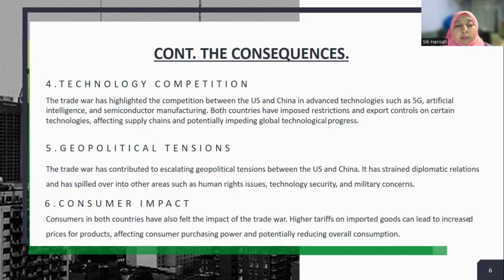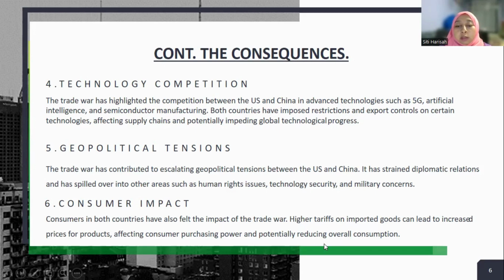Okay, number six, it impacted the consumer. Consumers in both countries have also felt the impact of the trade war. Higher tariffs on imported goods can lead to increased prices for products, affecting customer purchasing power and potentially reducing overall consumption.